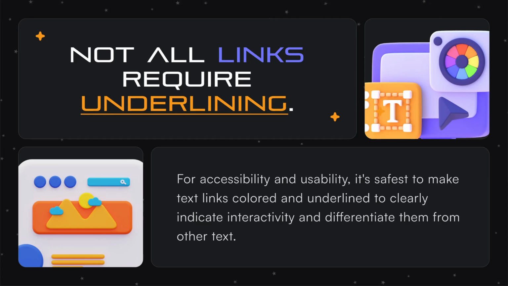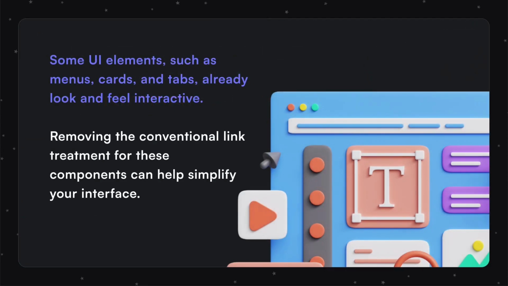For accessibility and usability, it's safe to make text links colored and underlined, to clearly indicate interactivity and differentiate them from other text. Some elements, though, for example menus, cards, and tabs, already feel interactive. Meaning people will already know that this is clickable just by looking at it. You know that menus can be clickable, or cards can be clickable, based on mental models and familiarity with that type of specific element, right?